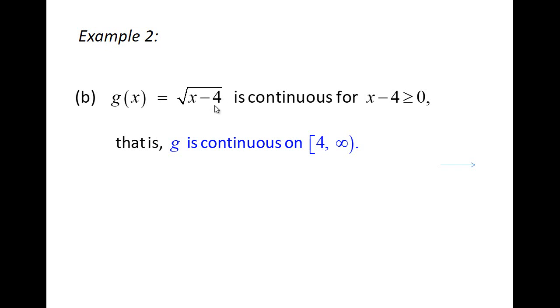So there is no left-hand limit at 4, or the two-sided limit at 4 is not defined. However, the limit at 4 from the right side is defined and is equal to the value of the function. So in this case, we say that this function g is continuous at 4 from the right side. So that's why I'm including 4.